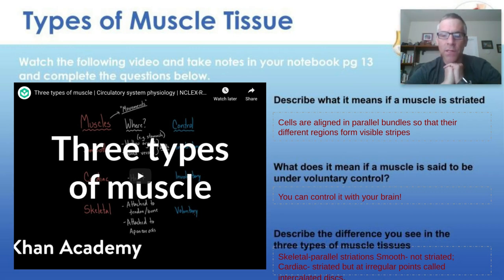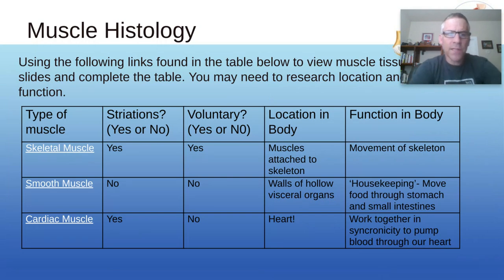And then cardiac muscle is striated, but at irregular points. So we don't see those real parallel stripes. Instead, we just see different areas where those striations are, and we call those areas intercalated discs. Your muscle histology table that you filled out, here's a breakdown of those answers.